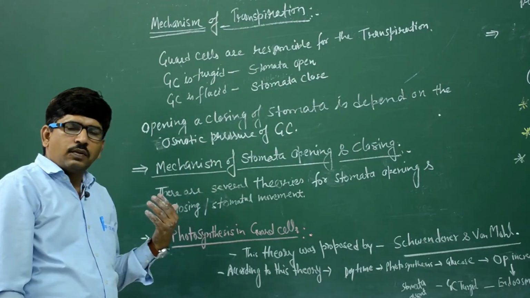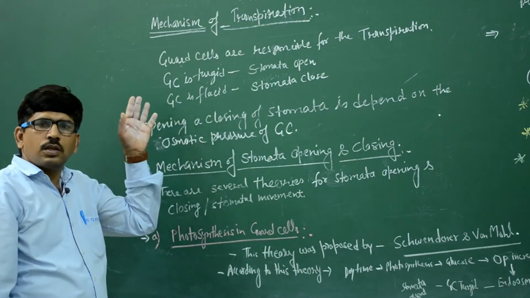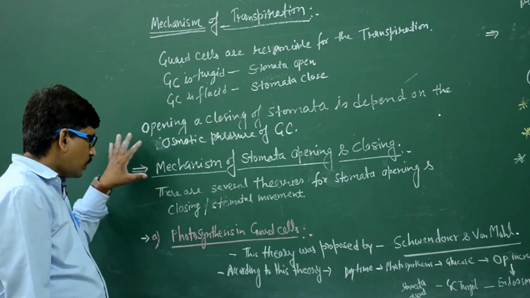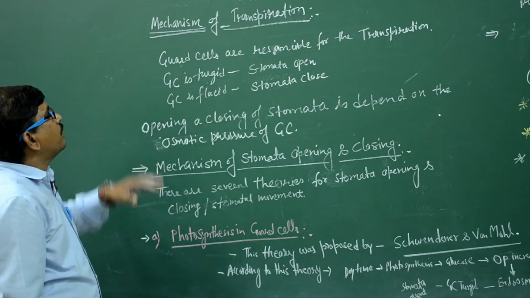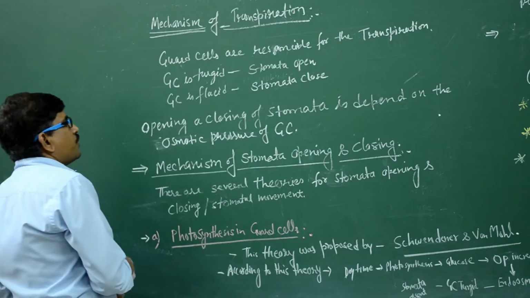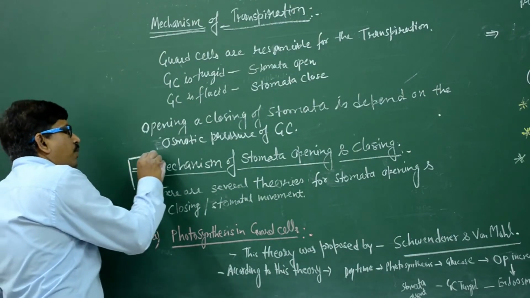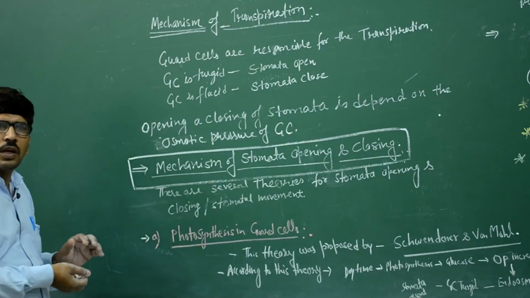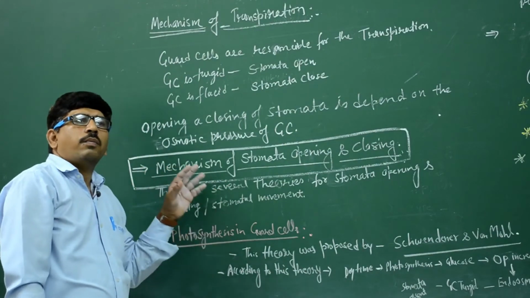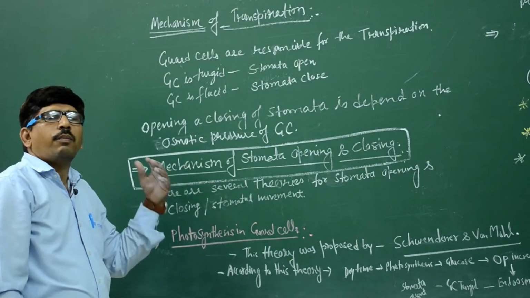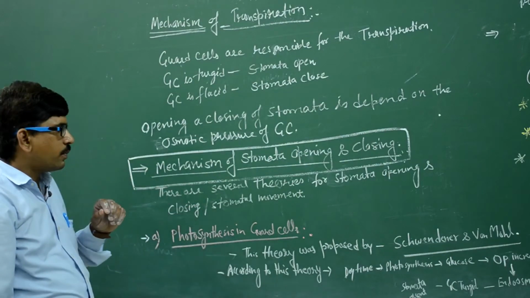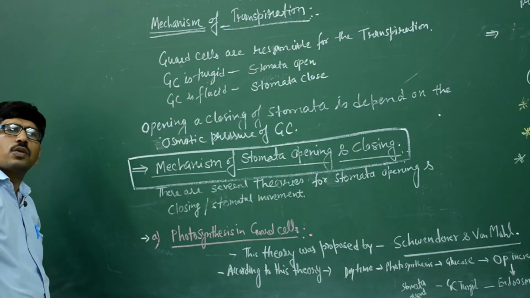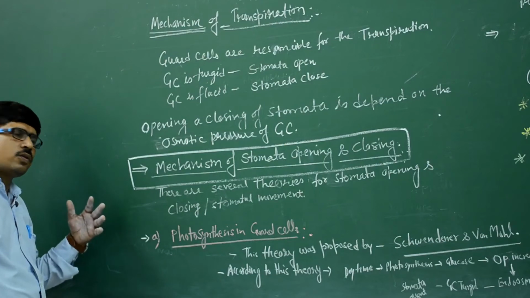So when water enters inside the GC, they are turgid, and when water is removed from the GC, that is known as closed. So in the mechanism of transpiration, we have studied the mechanism of stomata opening and closing. Clear? There are several theories for the opening and closing of the stomata.